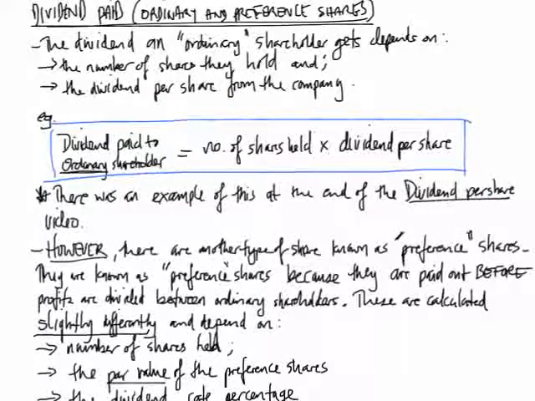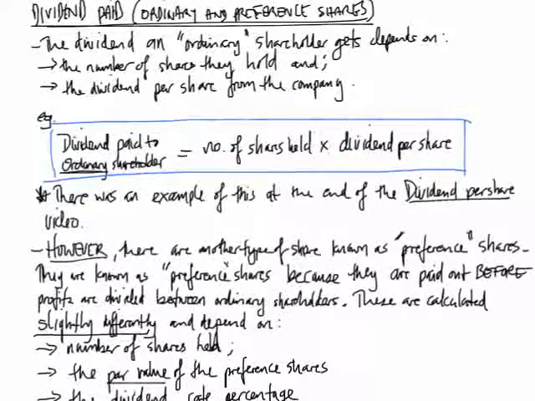Right at the end I chucked in a little star and I used this formula there, so I'm not going to do it again. Just check out that video. If you're an ordinary shareholder, the total amount of money you get is going to be the number of shares you have times by the dividend per share that the company decided it would give you.